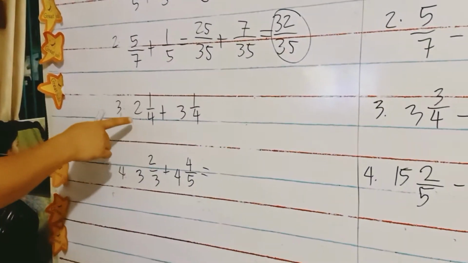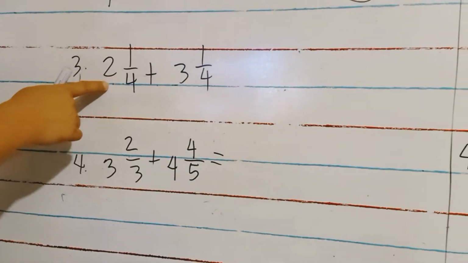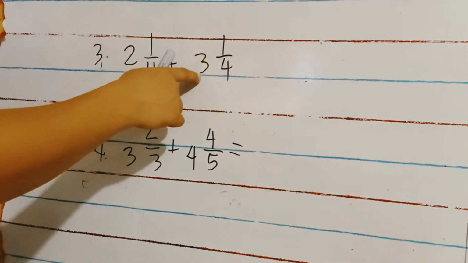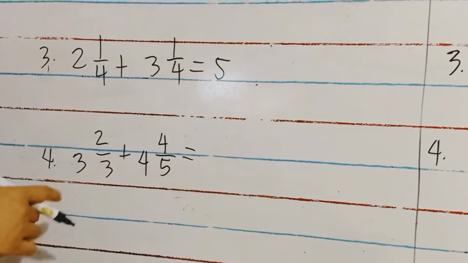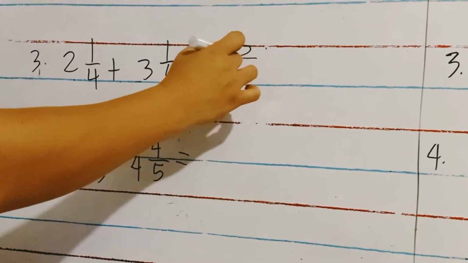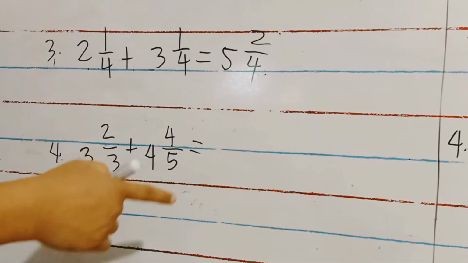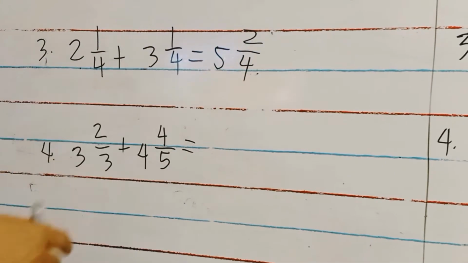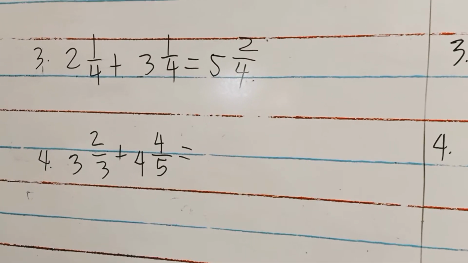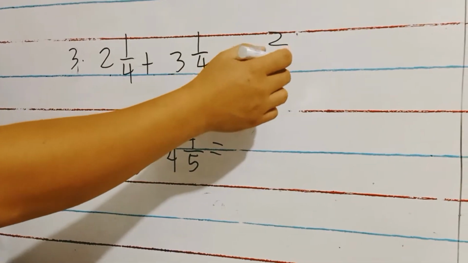Okay? Next, 2 and 1/4 plus 3 and 1/4. Okay? We will just add the whole number. 2 plus 3 is 5. 1/4 plus 1/4. So, 1 plus 1 is 2. Copy 4. Ngayon, yung 2/4. Anong napapansin nyo sa 2/4? Mayroon pa silang GCF or common factor. So, ilo-lowest term nyo siya, no? Para yun yung magiging final answer natin.